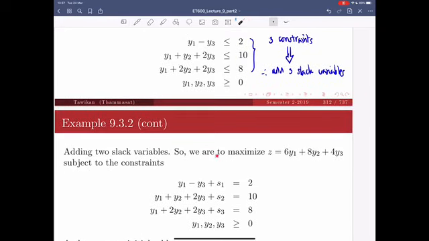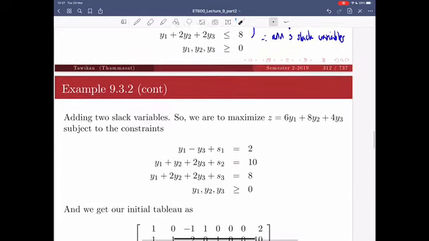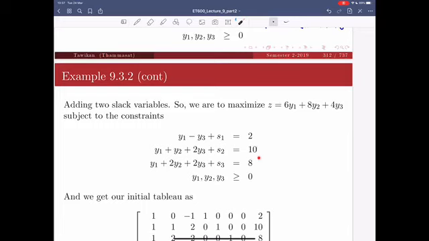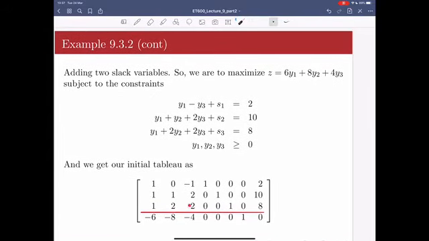So we want to maximize z as that linear function of three variables, y1, y2, and y3, subject to all the constraints. By adding the three slack variables S1, S2, and S3, those three inequality constraints will be changed to equal constraints, so will be with the equal sign. So with that maximization problem, after we have added the slack variables, we can then get the initial tableau.